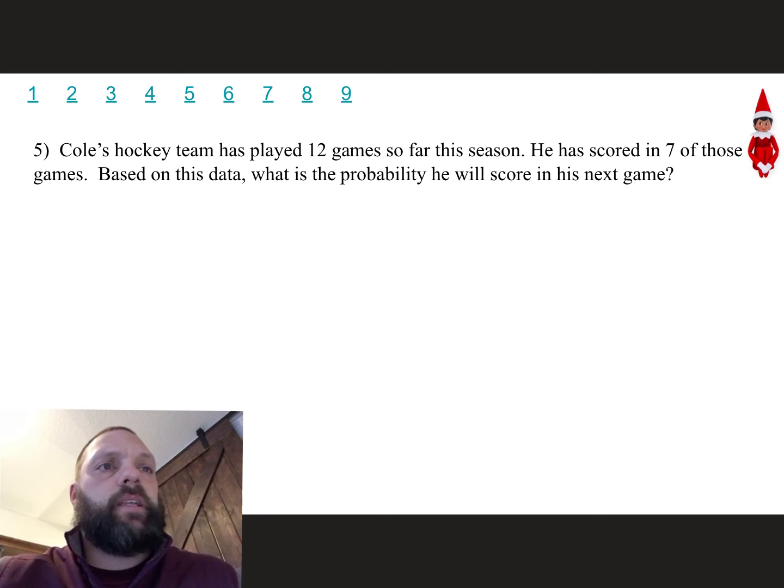Cole's hockey team has played 12 games so far this season. He has scored in 7 of those games. Based on this data, what is the probability he will score in his next game?